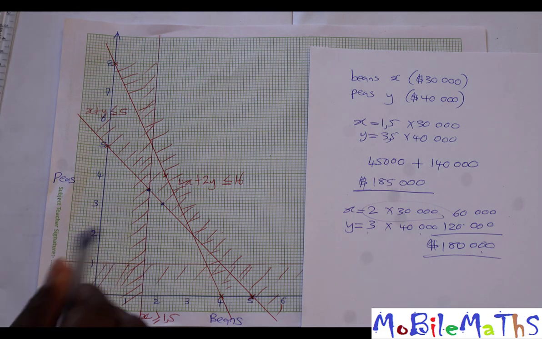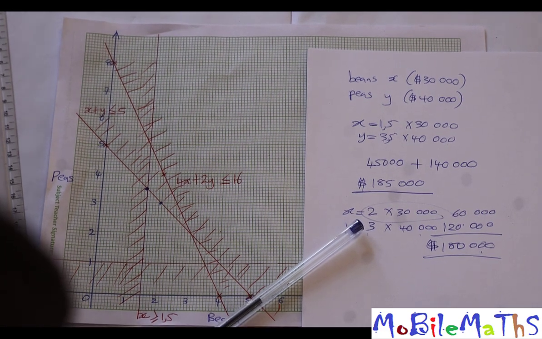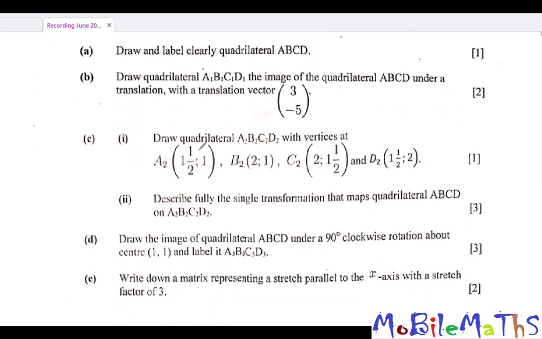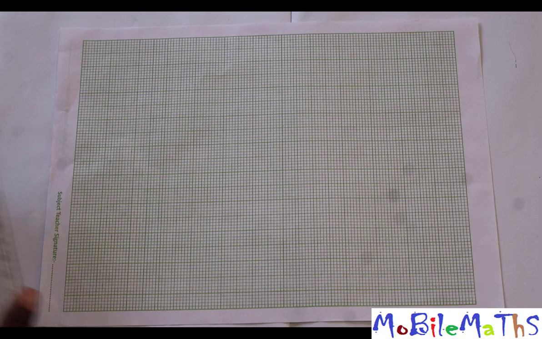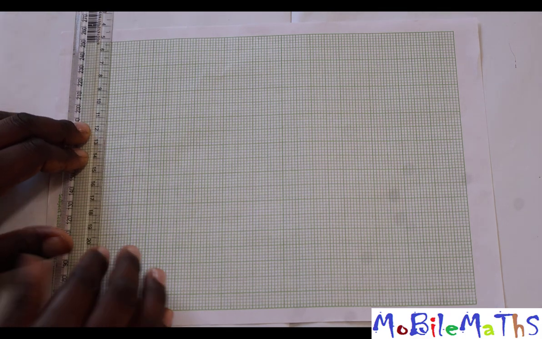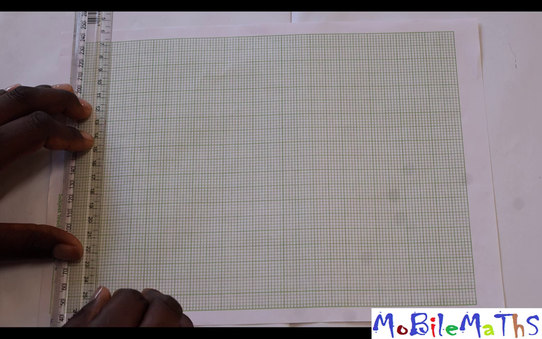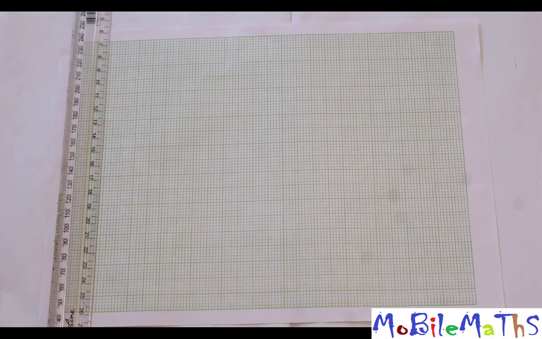Let's move on to the next question. Okay, so for number 9, we are answering it on graph paper. Please take note, 2 centimeters is 1 unit. So we are answering all these questions on the graph paper. I'm going to draw my graph here. They gave us that my x is going to start from 0, so I don't need this other side, but I'll start here anyway. Let me use a pencil.